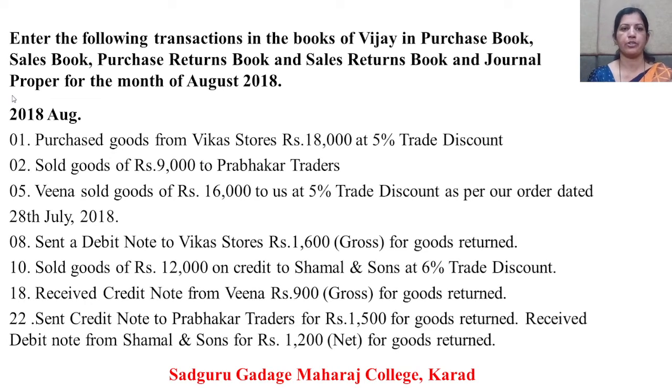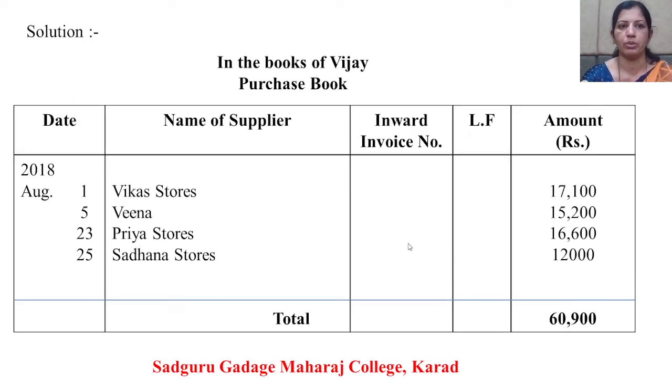First, see the first transaction. Purchased goods from Vikas stores rupees 18,000 at 5% trade discount. Purchased goods means this transaction is recorded in the purchase book. In the purchase book, first, month and year August 2018, date first, name of supplier Vikas stores, and we purchased goods of rupees 18,000 at 5% TD. First calculate TD: 18,000 into 5 upon 100. TD is 900. 18,000 minus 900, amount is 17,100. See the amount 17,100.